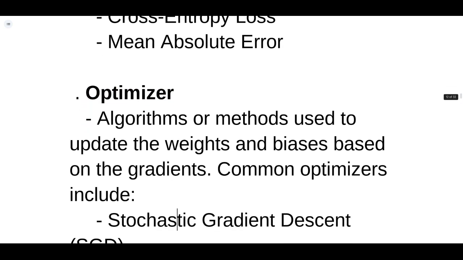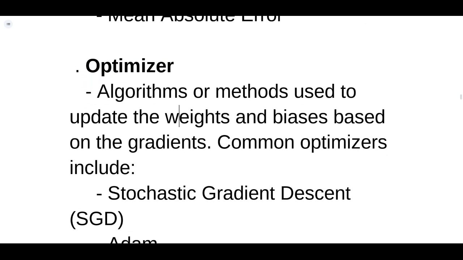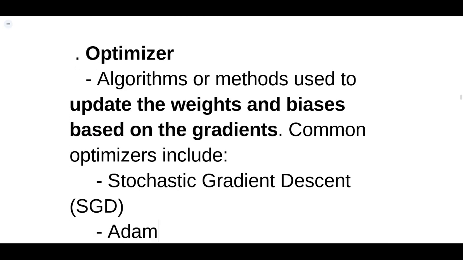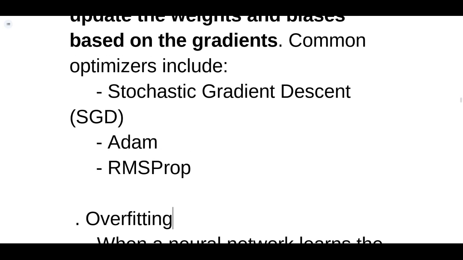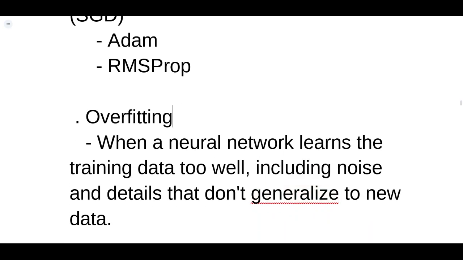Now, what is the optimizer? Optimizers are algorithms or methods used to update the weights and biases based on the gradients. Examples are stochastic gradient descent, Adam optimizer, and RMSprop.